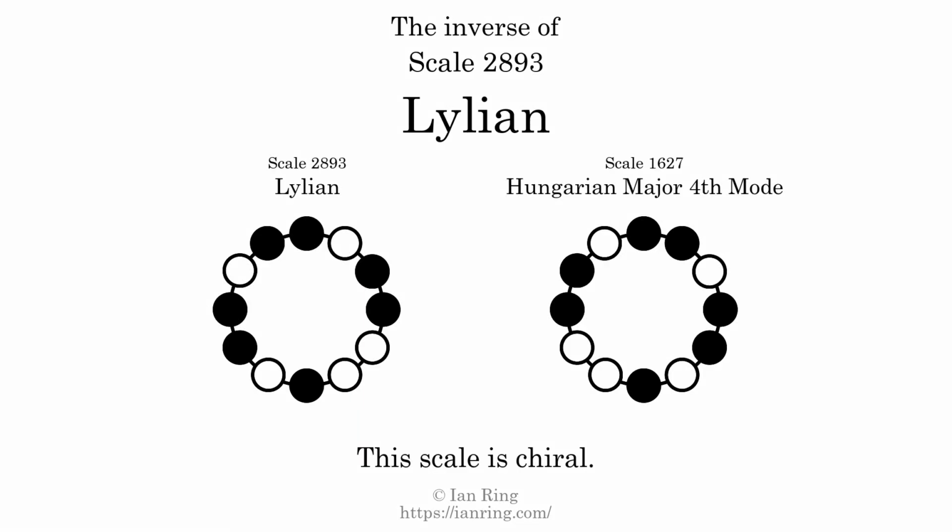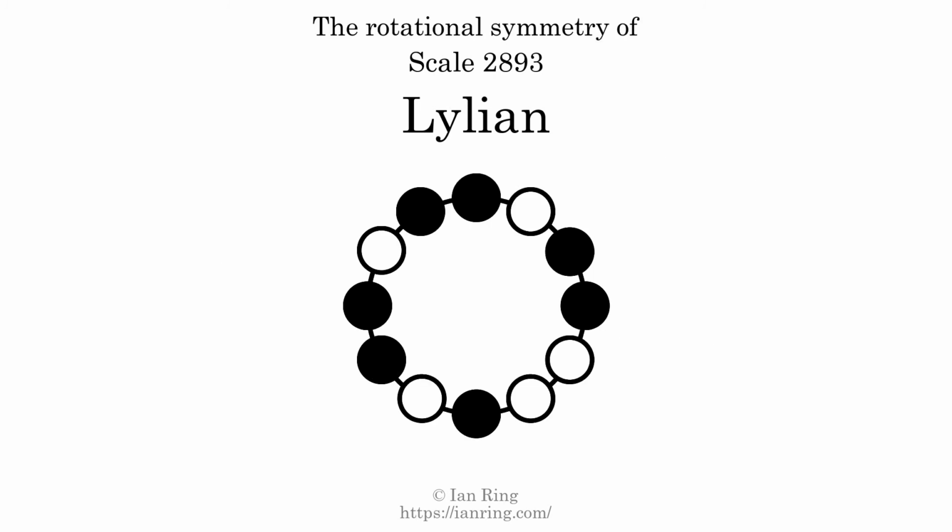The inverse of a scale is a mirror image. It is what you get when the sequence of intervals is reversed. The inverse of this scale is scale 1627, also known as Hungarian major fourth mode. This scale is chiral. It cannot transform into its inverse by rotational transformation. This scale has no rotational symmetry.